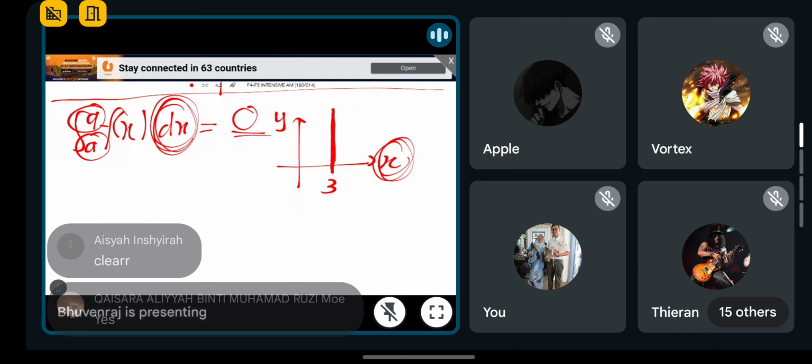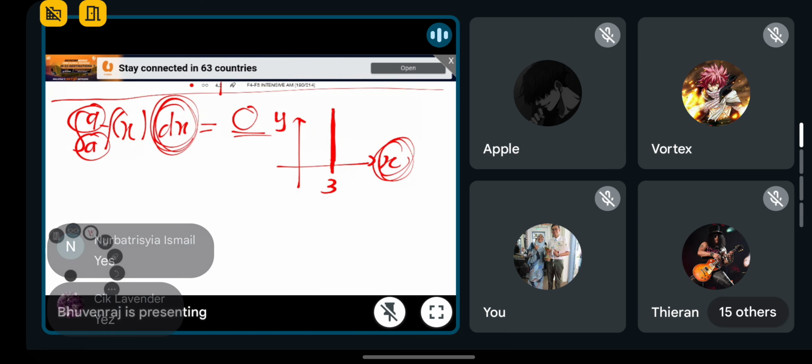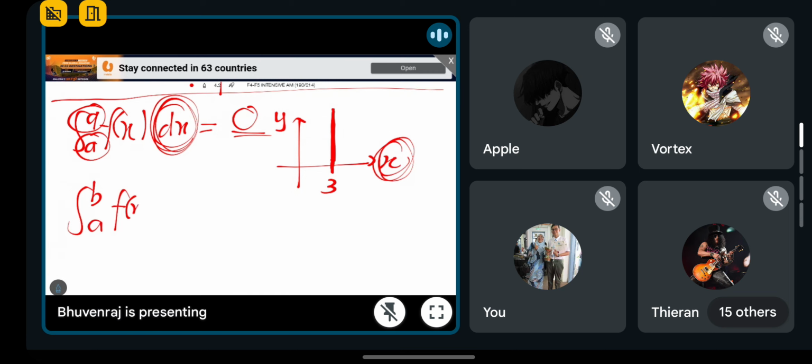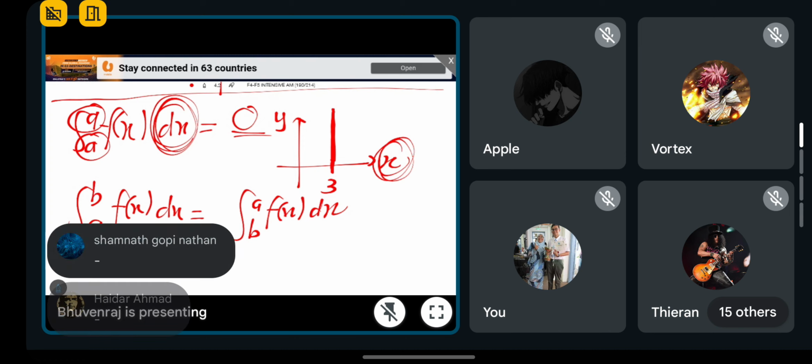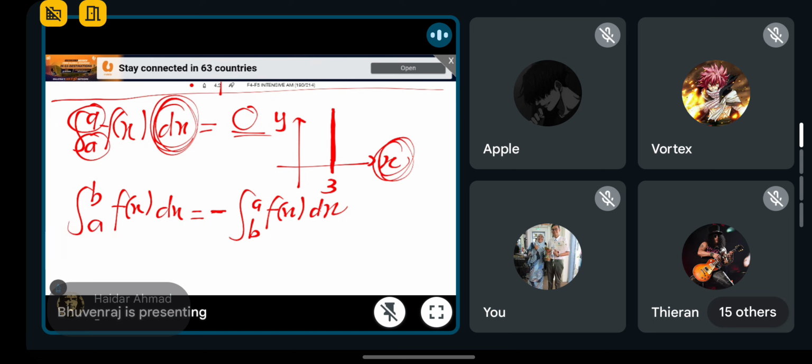Okay, so next formula we talk about this one. Katakanlah saya songsangkan had atas dan had bawah. I try to invert the upper limit and lower limit. What must I add guys? What symbol should I add? Yes, always remember add negative. Kamu kena tambah simbol negatif kat situ. So this is the next concept you all must know over here.